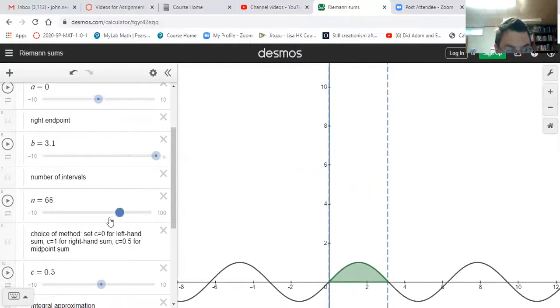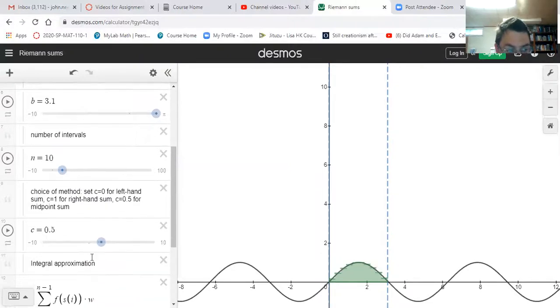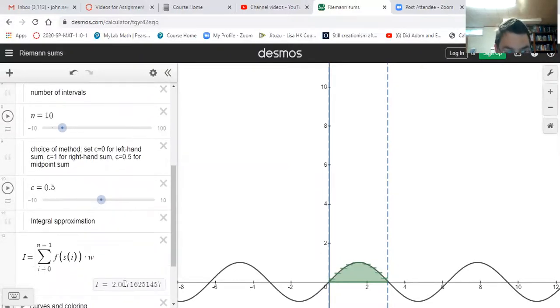Okay, and then I could do 8, 10 rectangles or something. And that's a midpoint one. So like 2.0, whatever. And I think the actual answer is 2. So that would be the left point sum. And look, as you're going up, it's an underestimate, but then as you go down, it's an overestimate. This is the left-hand sum. This would be the right-hand sum, and that would be the midpoint rule.